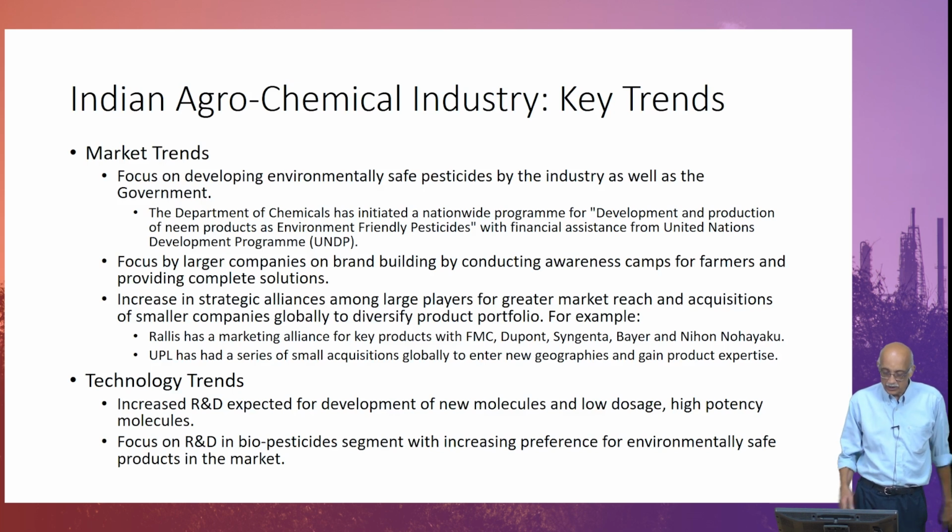So the key trends in our agrochemical industry are focus on developing environmentally safe pesticides, focus by larger companies on brand building by conducting awareness camps for farmers, providing complete solutions. For example, you may have heard of Coromandel Fertilizers, Coromandel International. They have these centers all over the place where they actually provide counseling to farmers. You can walk in there and you basically get solutions to what are your challenges, and they'll have experts there who can talk to you about what you need to do.